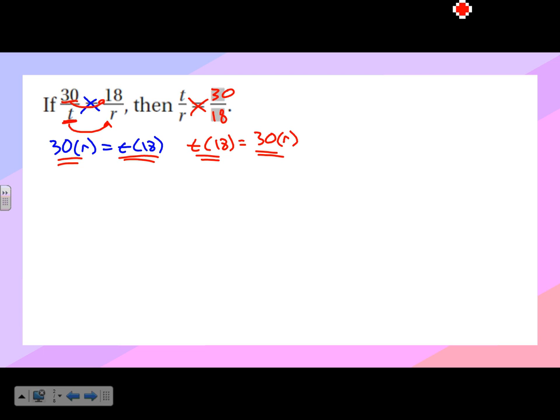And like I said, they could have done 18 over 30 is equal to r over t, so 18 and t, 30 and r. There's several other ways they can write that as well. You can always double check with that cross multiplication. You don't even have to actually multiply it out. You can just set it up to see that.